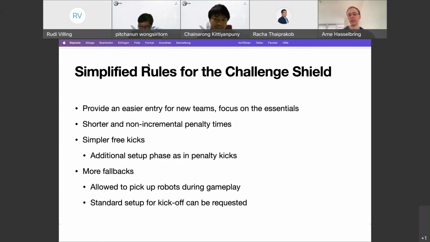You can request the robots to be placed for a kickoff. So if your robots don't position very well for a kickoff, then you can ask the referee to reset all the robots to known positions, which are not optimal, but which still allow the team to start from a known point, which can be helpful.